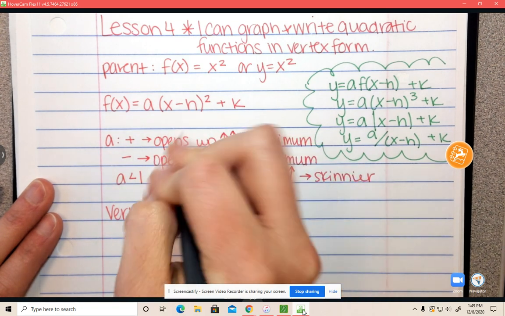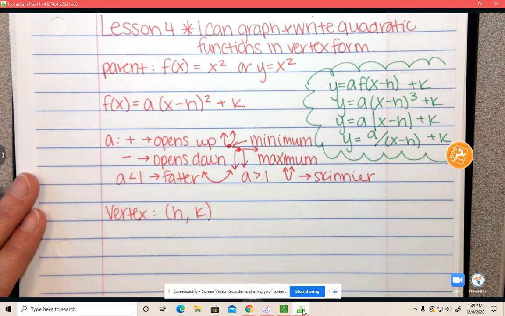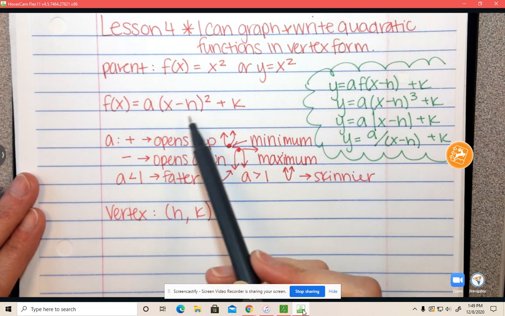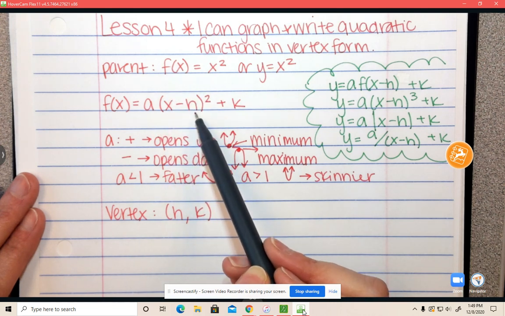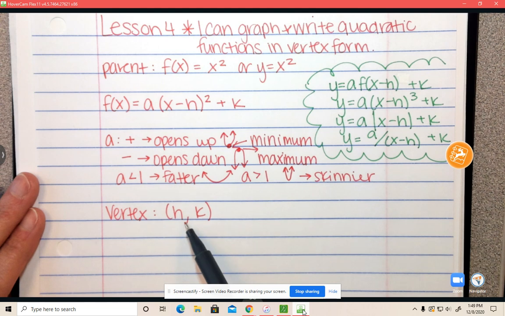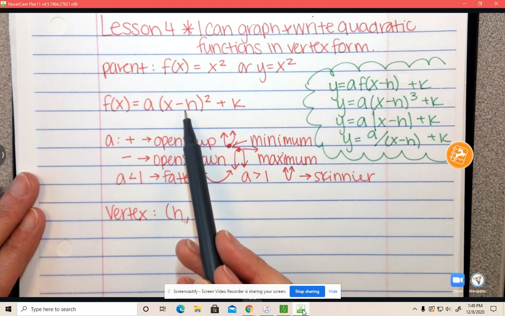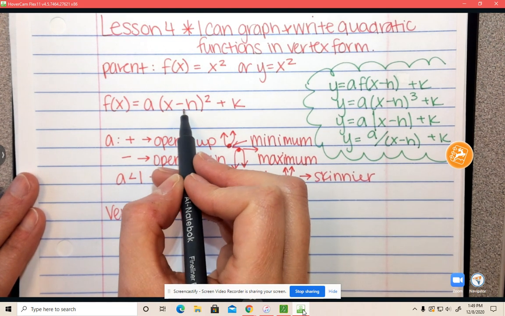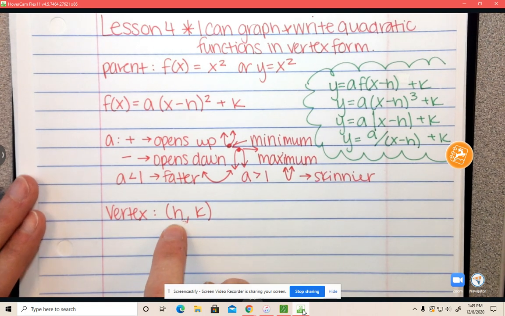Next, you can find the vertex. The vertex is h, comma, k. Now, just like before in point-slope form, we said you can't trust the x. So in the equation or the function, it looks like minus h, okay? But the vertex that we pull out is just the h, because there's a negative in there, a minus, so that tells us it's the opposite. So remember, you can't trust an x, so it's always the opposite of what it seems. So we can get the vertex.